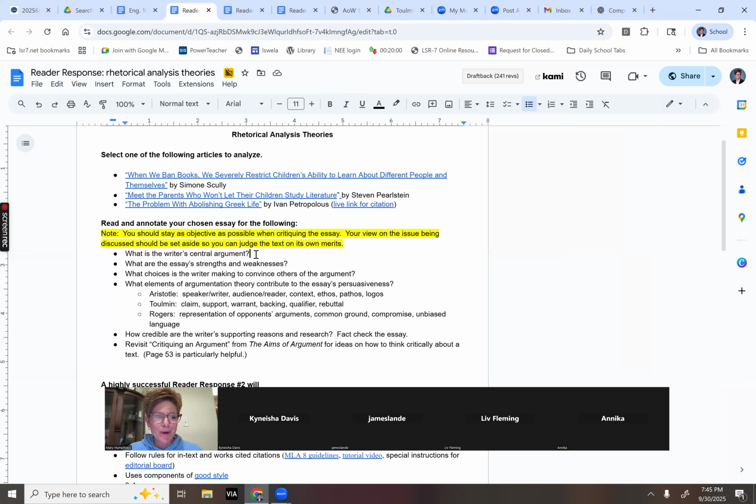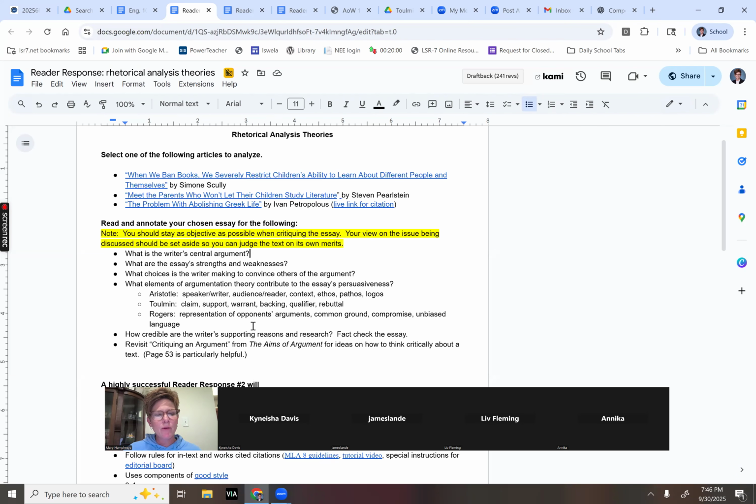Now we're going to get into this part. What elements of argumentation theory contribute to the essay's persuasiveness? So I want you to be thinking about, are you finding any ethos, pathos, logos? Are you finding Toulmin's model: claim, support, warrant, backing, qualifier, rebuttal? Or Rogers, are you finding some representation of the opponent's arguments? Are you finding some common ground, some compromise or unbiased language? And by unbiased language, I'm talking about like we, us, our common goal. Those things would be Rogers.